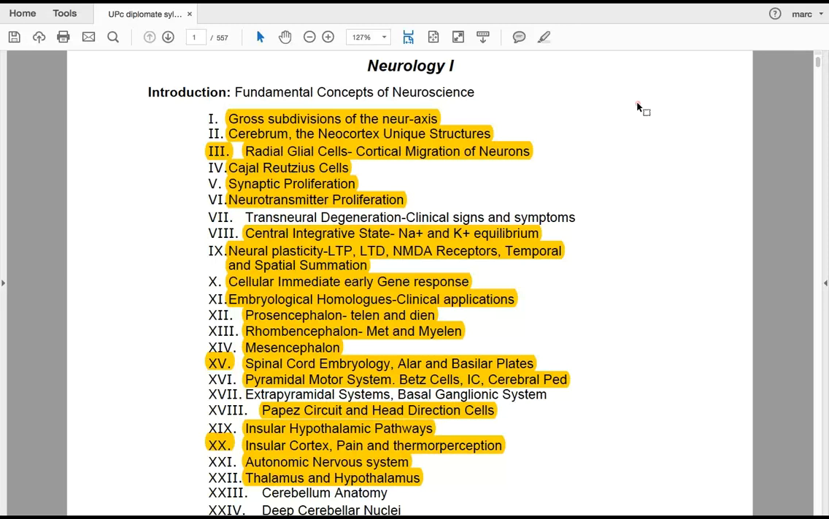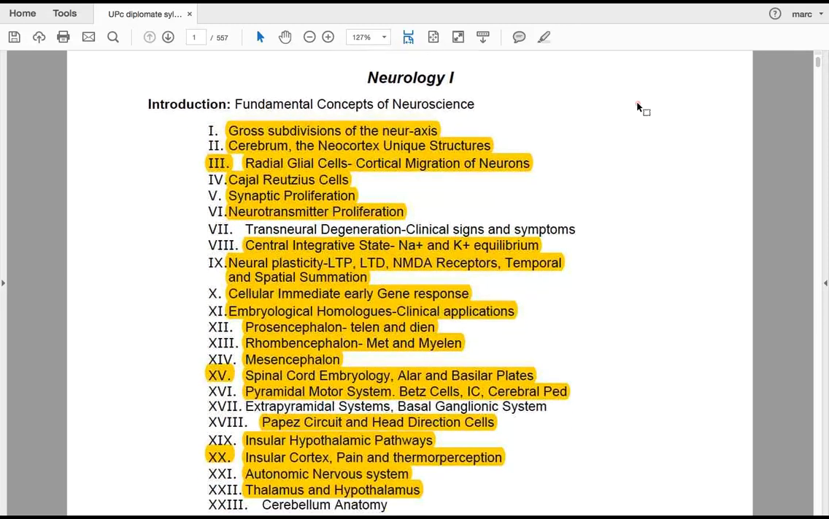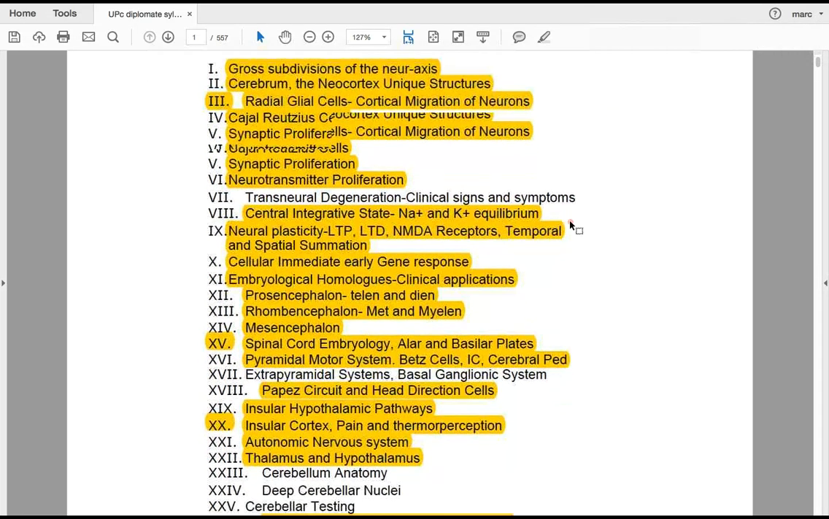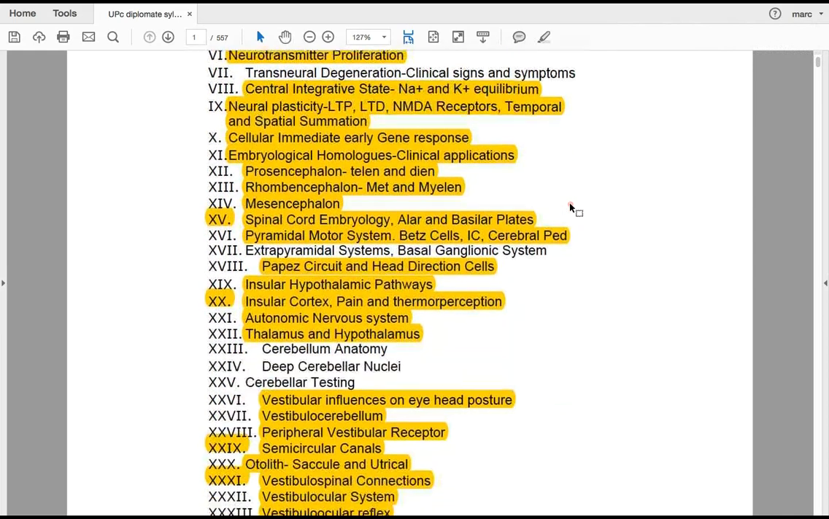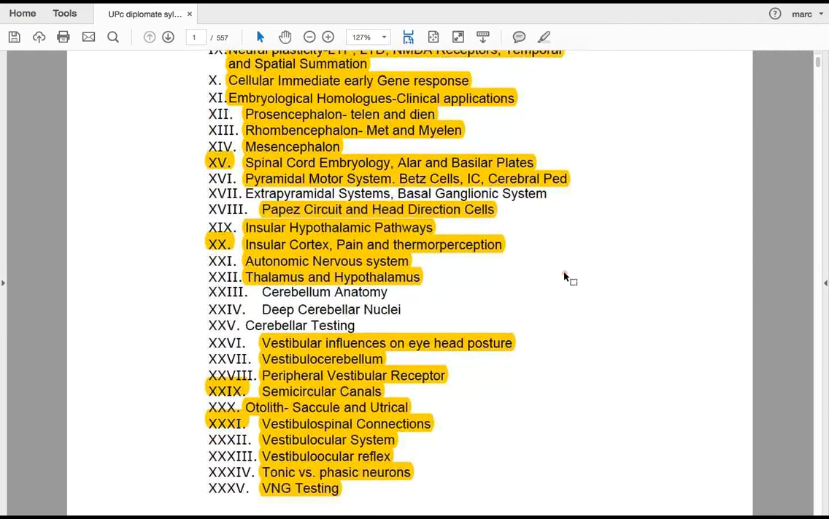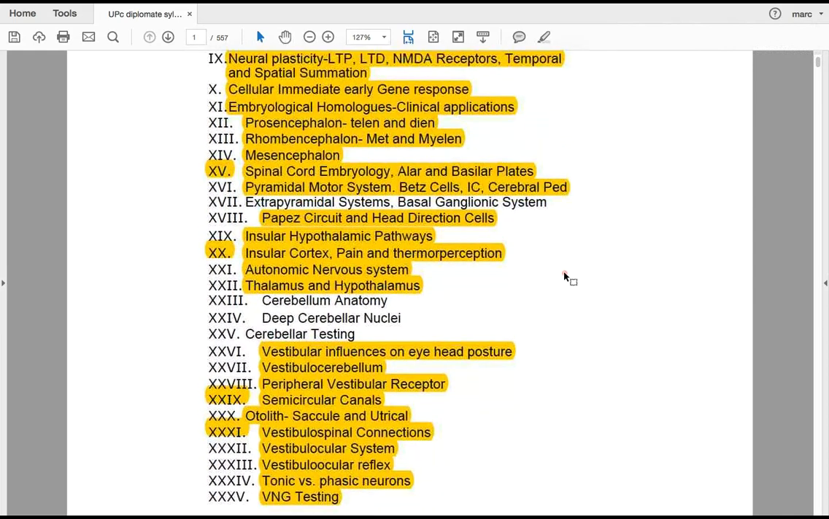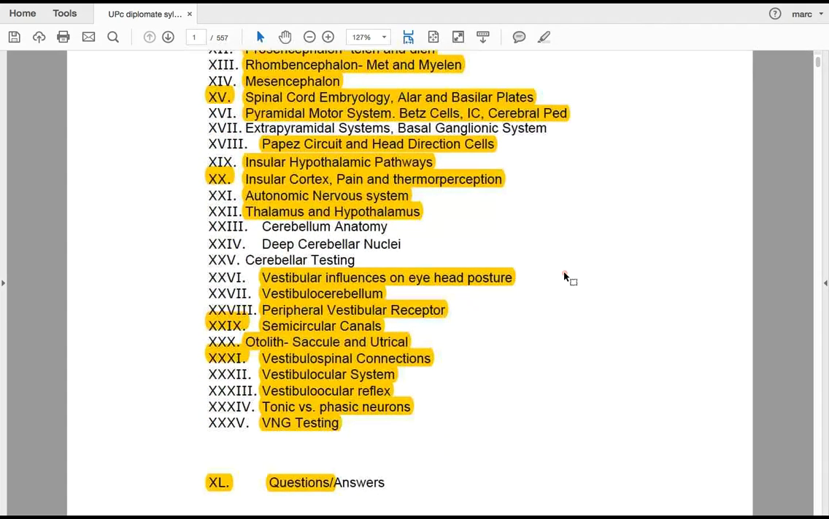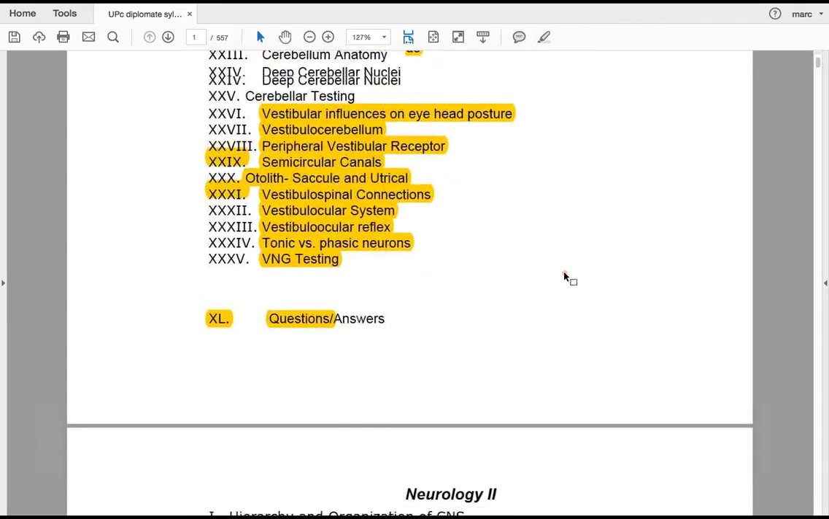I went and just highlighted our syllabus in Neurology 1. And I went through and I think we went over most of these things pretty well. I left neurodegeneration, extrapyramidal systems, the basal ganglionic systems, and the cerebellum to go over again. Everything else I thought we hit pretty well last time.